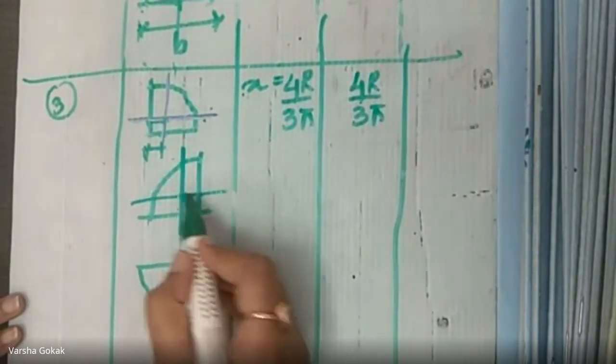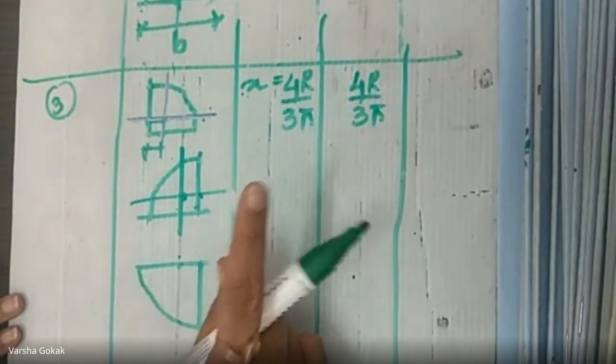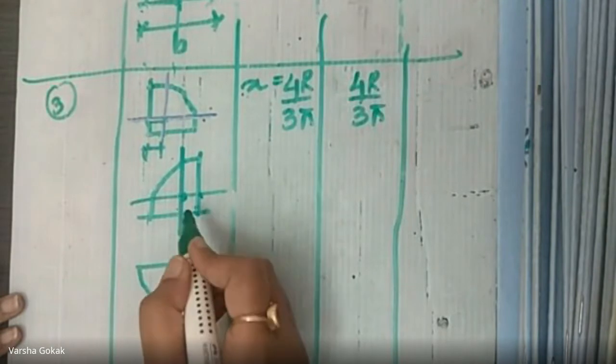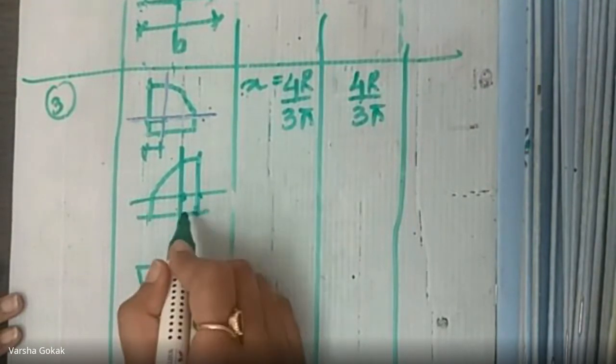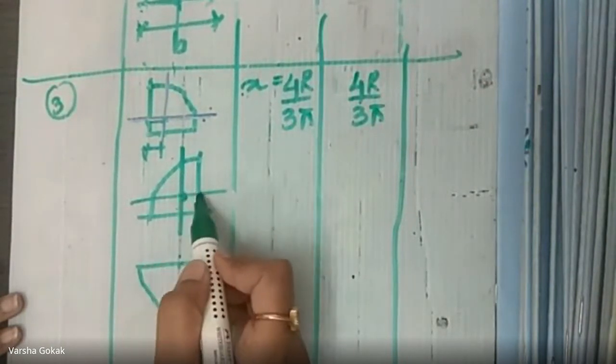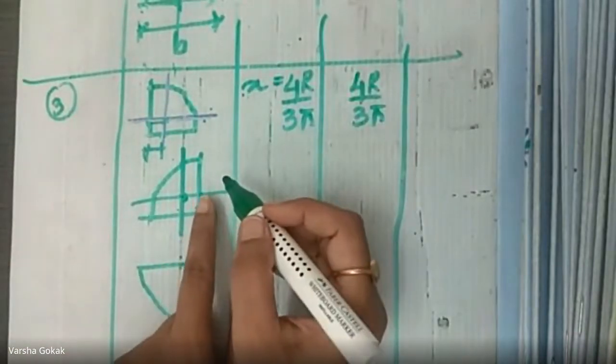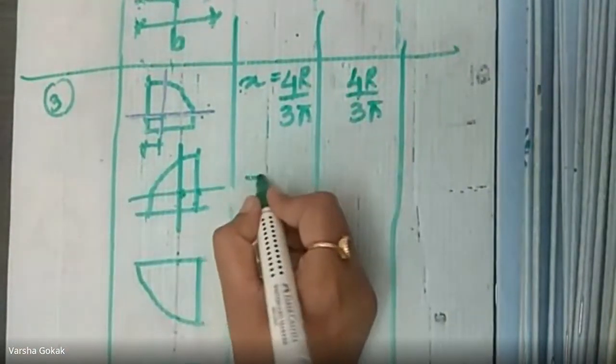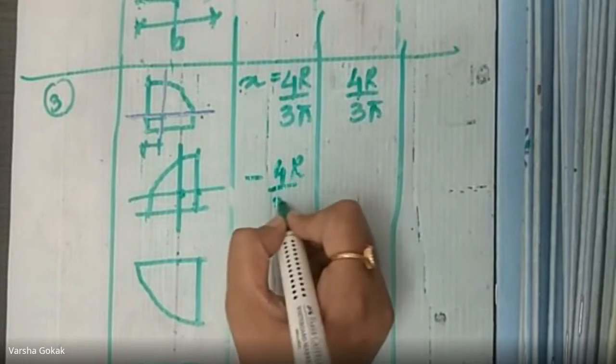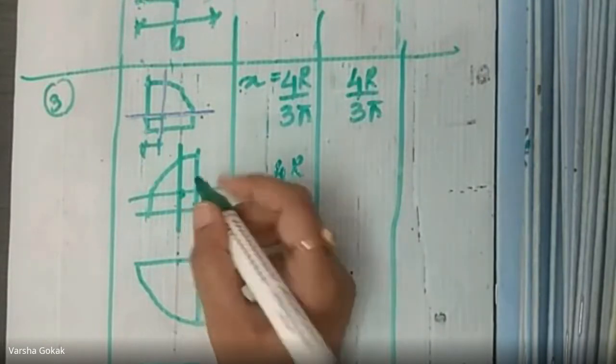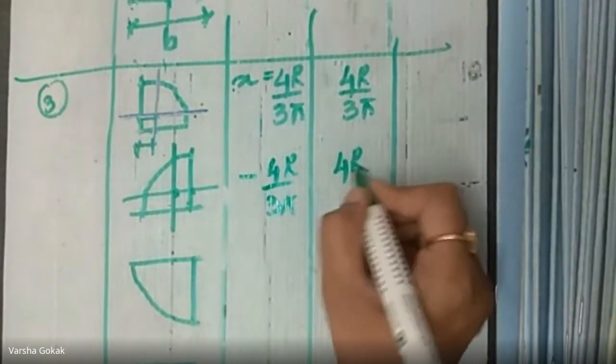Correct? X bar is 4r by 3 pi, but this quarter circle is lying in the second quadrant. I'm accounting for x, I'm going towards the left side. So it is going to be minus 4r by 3 pi, and y bar is still upwards, so plus 4r by 3 pi.